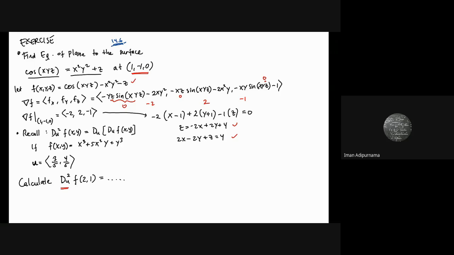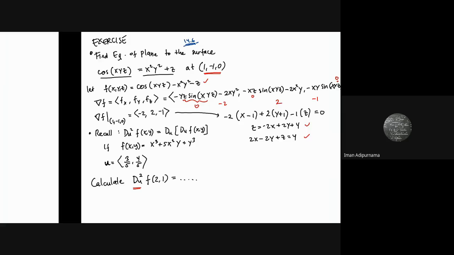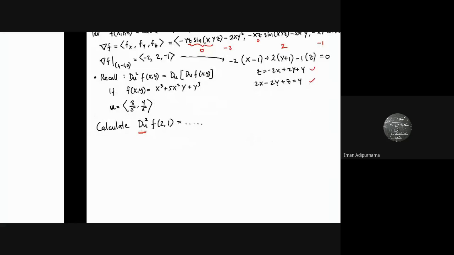Now the second question, the second directional derivative. I just want to review what we have done in all the chapter for directional derivative. So first, let me write: the directional derivative is the gradient vector dot product with, let's say, u.